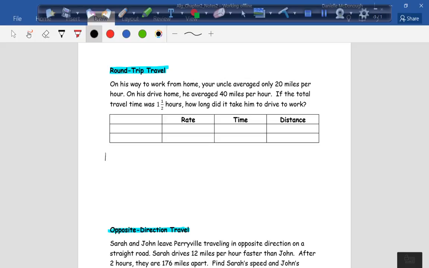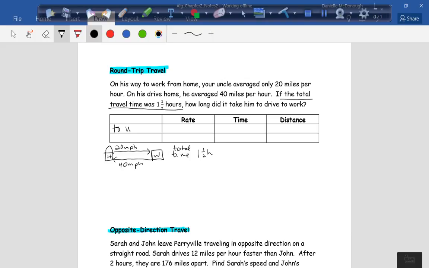So think about that. There's home, and there's work. Basically, on his way there, he went 20 miles per hour, and then on the way home, he went 40 miles per hour. And then the other information that we know here is the total travel time for both trips was 1.5 hours. So let's see how we can organize this in our table.